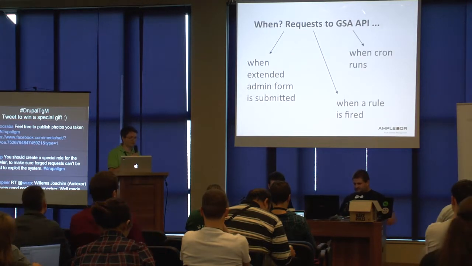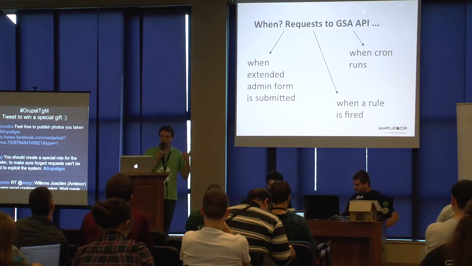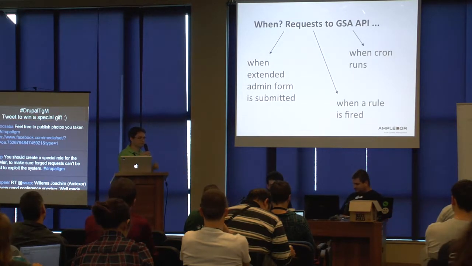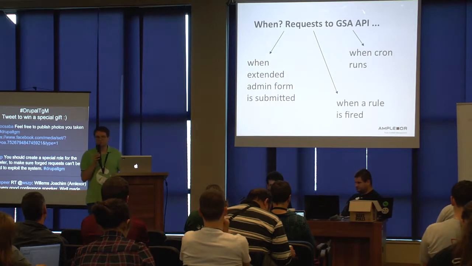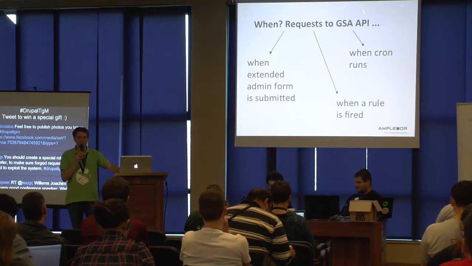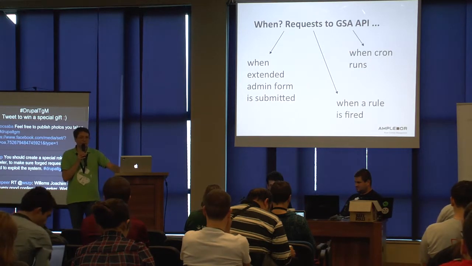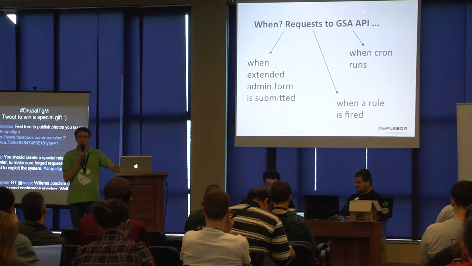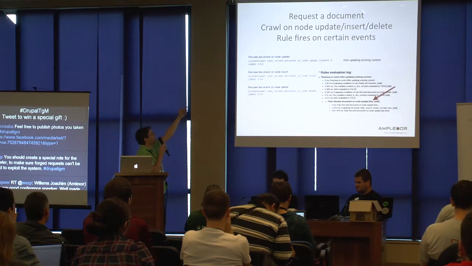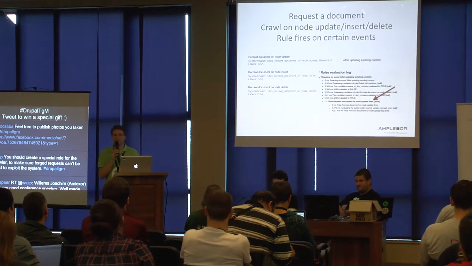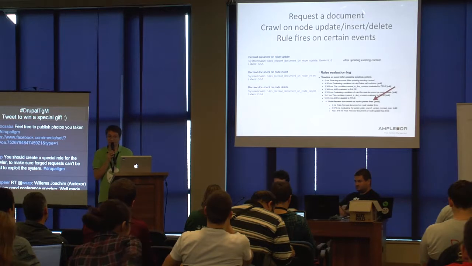When does it happen? For instance, I talked about our extended settings form. When that is submitted, we already send some requests to the appliance instructing it to do some things. Also when some rules are fired, I hope you heard about Rules, and in some cases when cron runs. So once a week we remove all attachments from the index which are not being linked anymore in nodes. A little overview of the rules we're using: we're telling the appliance to recrawl documents on load, updates, inserts or deletes, because otherwise they could still be served too long after they are changed or removed.